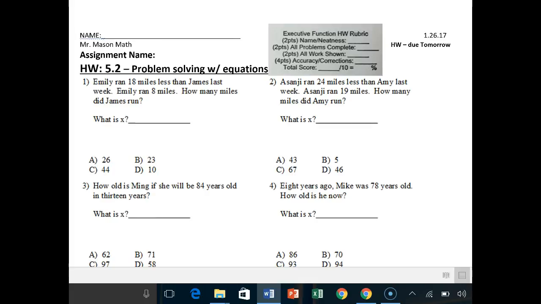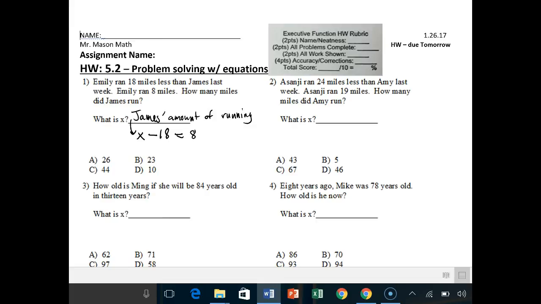All right. Emily ran 18 miles less than James last week. Emily ran 8 miles. How many miles did James run? So what is x? X is the thing that we don't know, and that's James' amount of running. So what do we do? So we say, okay, James is x, right? And 18 miles less than x, x minus 18, is equal to Emily's total, 8, right?